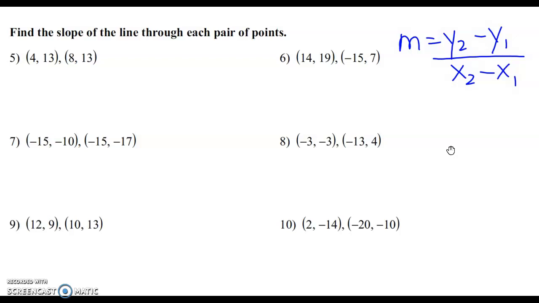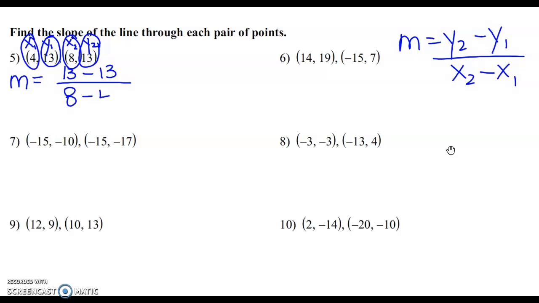Where the x's and y's, one's and two's come from, a point is always x comma y. So to tell points apart, the first one would be x1, y1. The second one would be x2, y2. So then when we plug into our formula, m equals y2 goes first. I can see my y2 is 13, minus y1 is 13, over x2 is 8, minus x1 is 4. So in the numerator, 13 minus 13 is 0, over 8 minus 4 is 4, and 0 over 4 is 0.